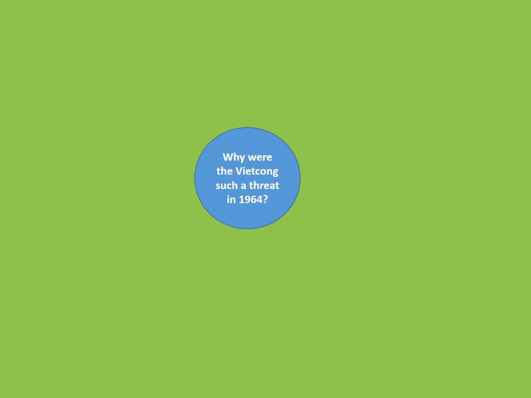Let's consider why the Viet Cong was such a threat in 1964. A reminder that the Viet Cong are not the same thing as the North Vietnamese Army, although the North Vietnamese Army did support them. The Viet Cong were essentially communist rebels in South Vietnam. They were fighting the South Vietnamese government in order to install their own communist government and ultimately to reunify both North and South Vietnam into one country.